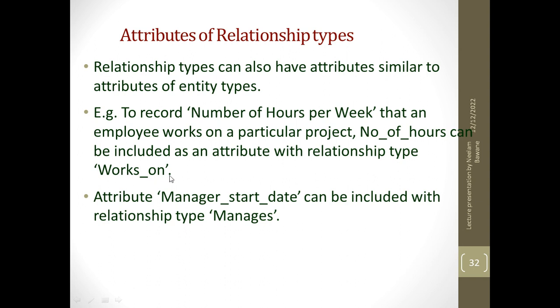So for example, pens are bought by John, a product is bought by customer John. So in that case, how many pens are bought? What is the price of each pen? So the quantity and the price become the attributes of the relationship.